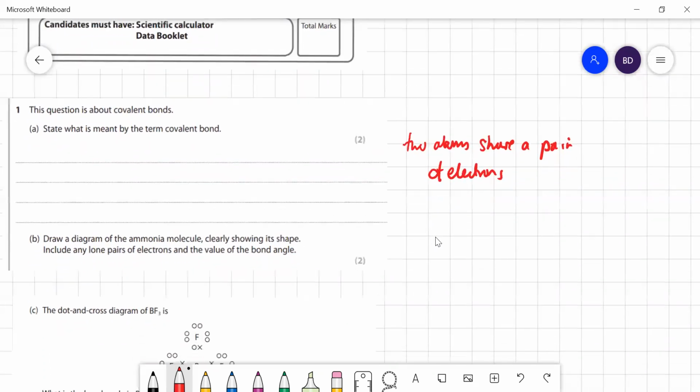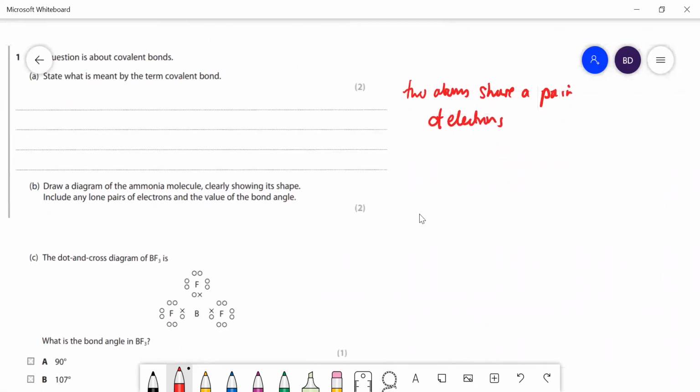Okay, draw a diagram of an ammonia molecule, clearly showing its shape, and include any lone pairs of electrons and the value of the bond angle. Okay, so I'm just going to make a bit of space here. So we need to just quickly think about the dot cross diagram for an ammonia molecule, which I'll just draw here.